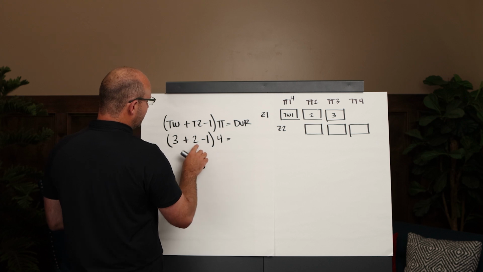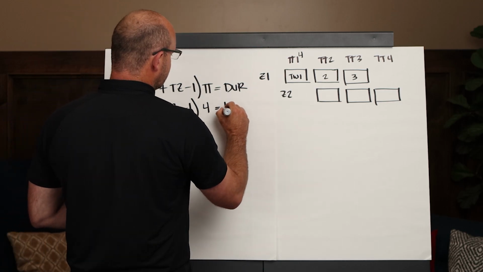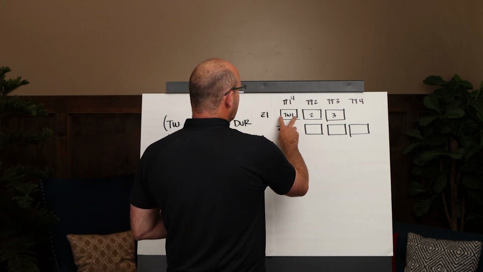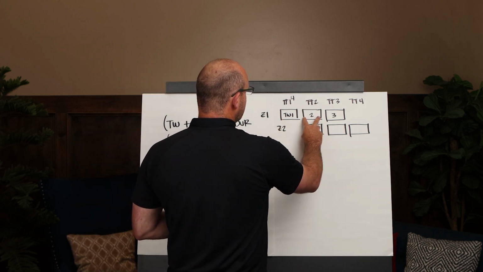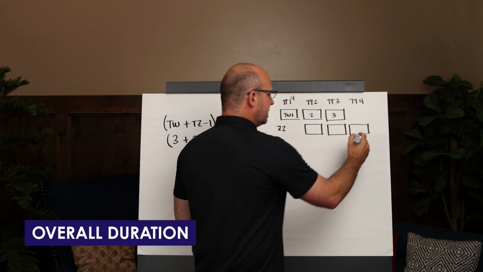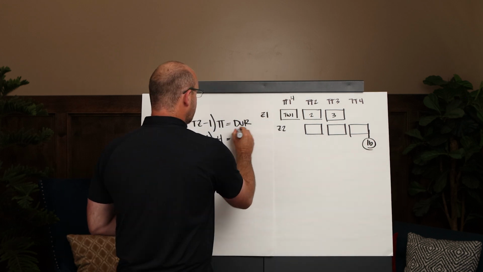So 3 plus 2 is 5, minus 1 is 4. 4 times 4 is 16, okay? This is pretty easy. So the overall duration, and if you look at it, 4, 8, 12, 16. So that's right. The overall duration here was 16, okay? And guess what? The math showed 16.